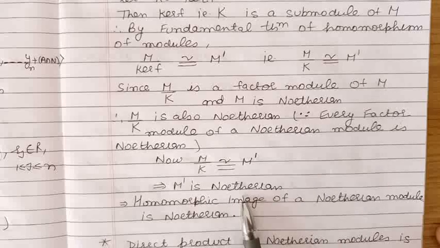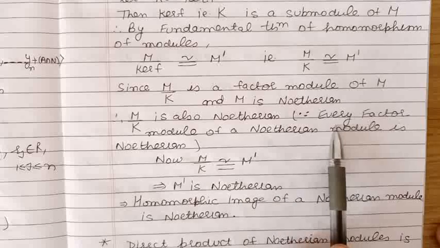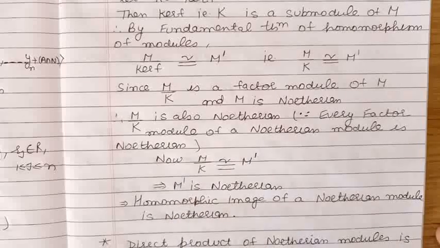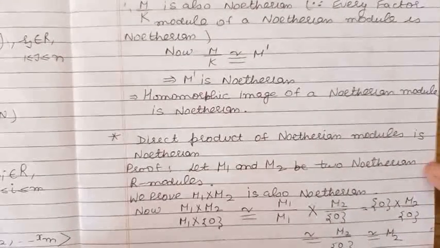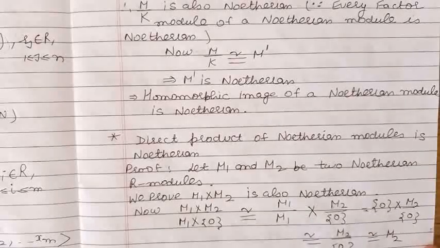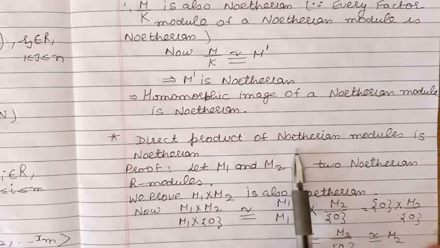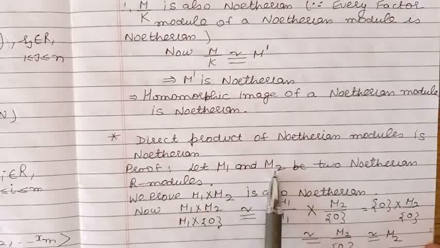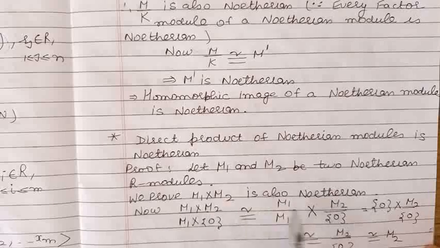In order to prove this theorem, you will have to prove the theorem that every factor module of a noetherian module is noetherian. Now, in the next theorem, we will prove that the direct product of noetherian modules is noetherian. So let us take two noetherian R modules, M1 and M2. We prove that their direct product is noetherian.